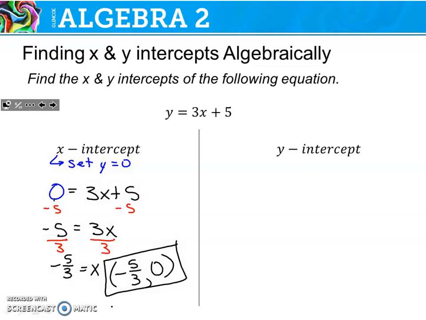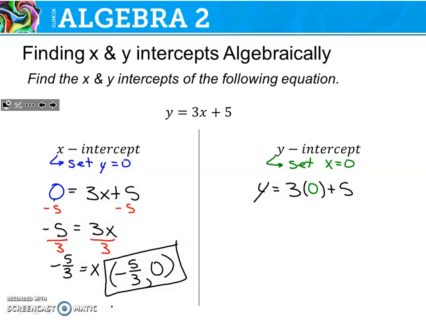Then I'm going to switch. I'm going to find my y-intercept. What do I need to remember about the y-intercept? Well, for the y-intercept, we set x equal to 0. Okay? So up here, I'm going to write this equation down, but instead of an x, I'm going to have a 0. So this will become y equals 3 times 0 plus 5. And now I just need to simplify this one, because I don't even have to solve.